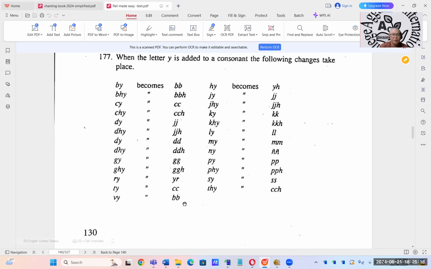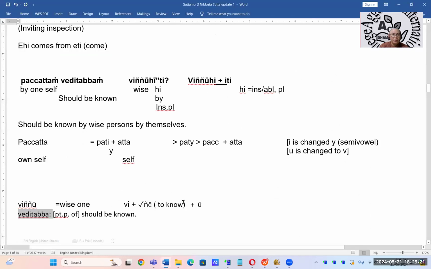So page 130. You can make a note. All right. So this one, I'll make a note here. So TY becomes CC. So lesson 33, okay, page 130. Okay, now we look at this tabba.